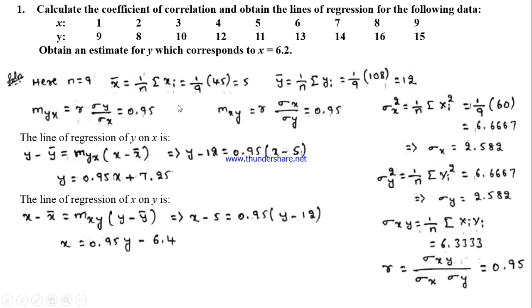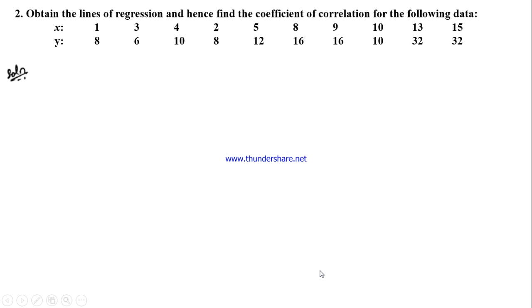Right now, we are interested in estimating the value of y for x is equal to 6.2. Now make use of this first equation to do this. That is, put x equal to 6.2 in this. That will give us the answer 13.14, which means the value of y at x is equal to 6.2 is 13.14. Okay, here basically what we did, we found the correlation coefficient first, and by using this we found the regression lines. Let me have a look at our next problem.